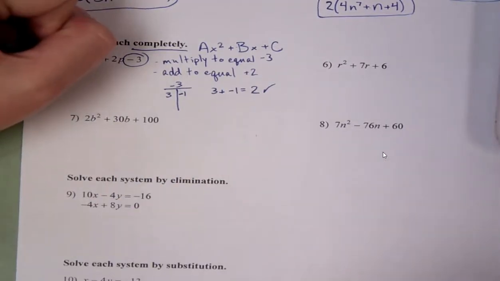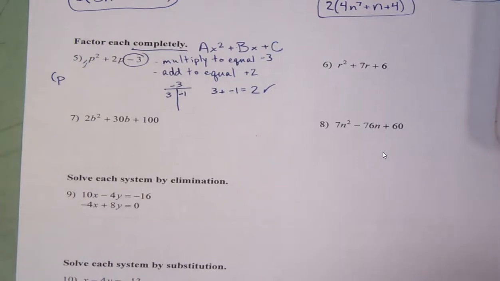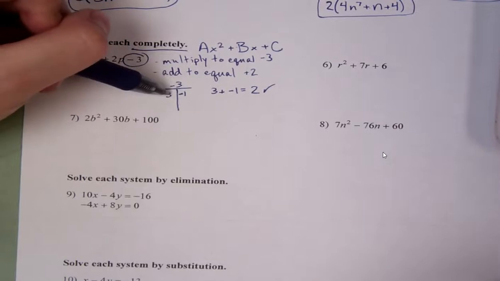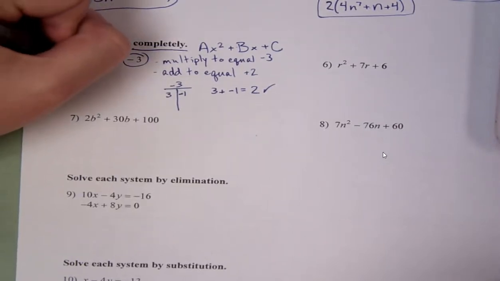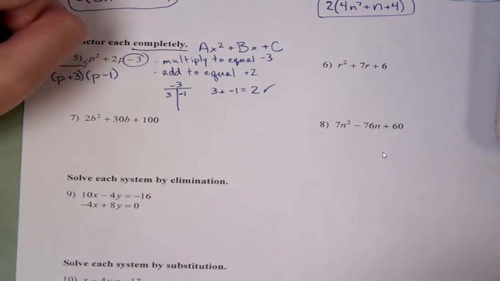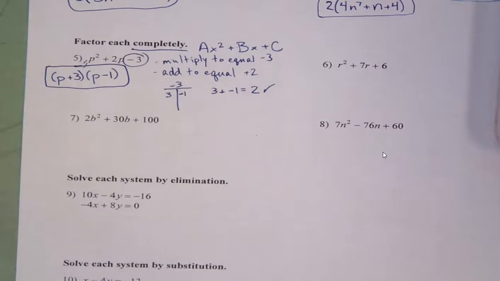Awesome. So how we're going to show this is P plus 3, because it's a +3, and then P minus 1, because it's a -1, and now it's completely factored. All right, and that's all it has to look like.